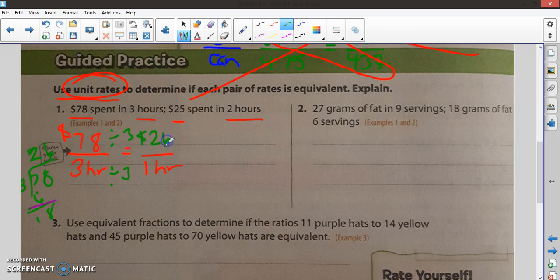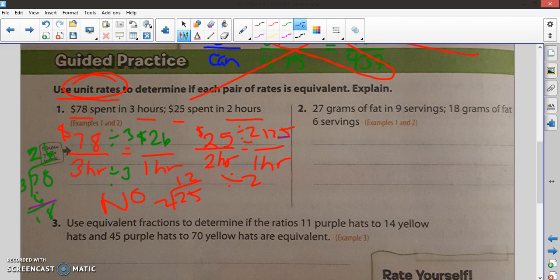$26. So let's check the next one. $25 over 2 hours. We're going to find for 1 hour, so we divide by 2. Well, 25 divided by 2 is 12.5. So no, they are not equal.